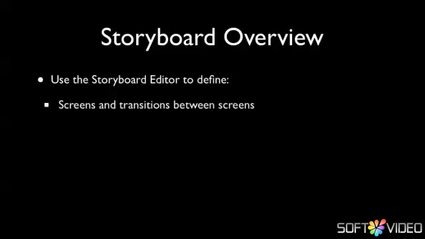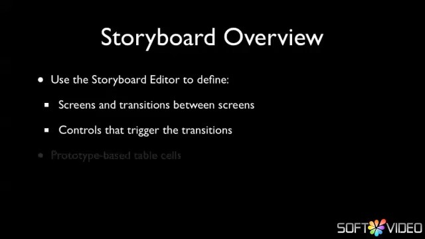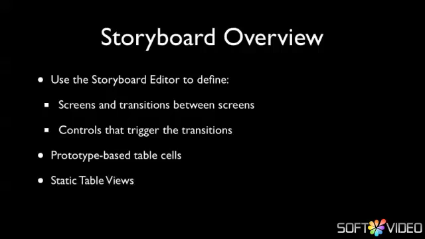So that was the Storyboard overview. We use the Storyboard Editor to define screens and transitions between the screens, the controls that trigger those transitions. We now have prototype-based table cells which make building custom table views so much easier, and static table views are great for building data entry or detail-like views without the need to define a data set. The storyboard editor is great fun to use once you're used to the basic principles, and it will save you a lot of coding.